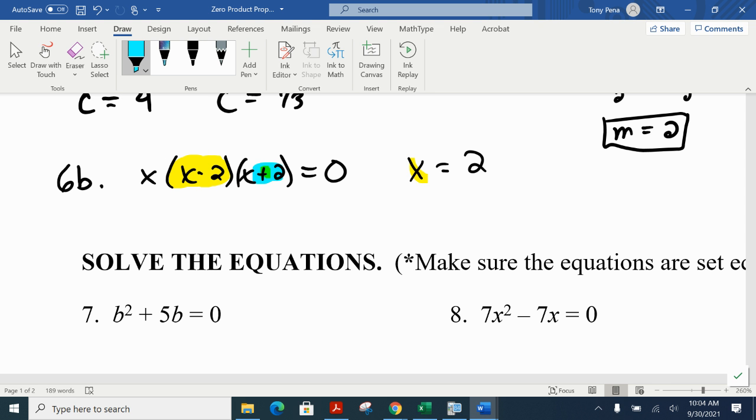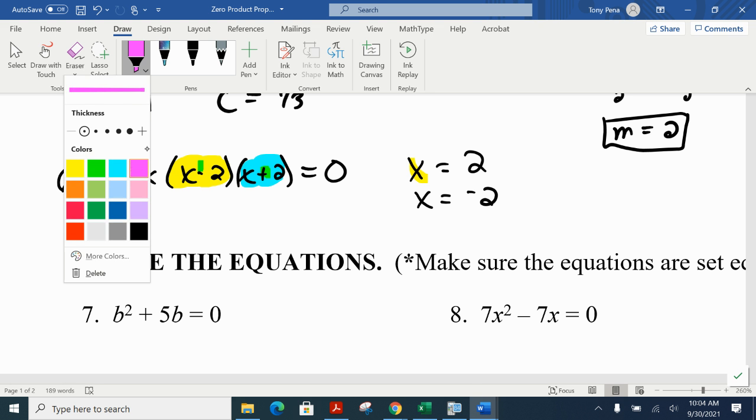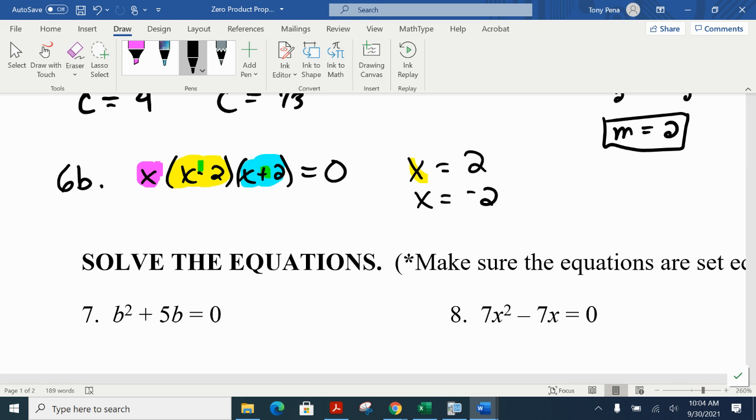If I do this one, this is probably also one that we can just look at and state our answer. We all agree that would then be negative 2. But we also have another variable out here. This guy. What makes that equal to a 0?